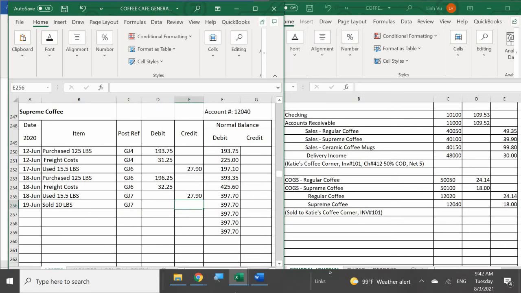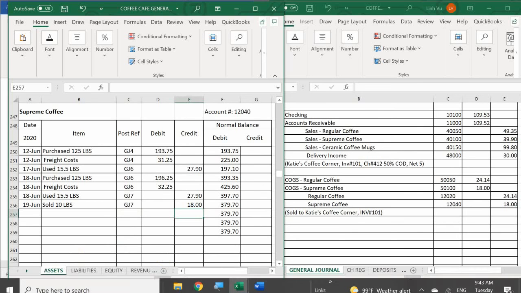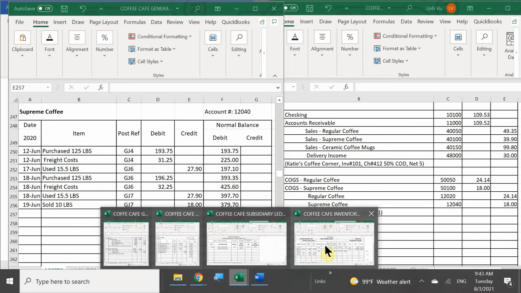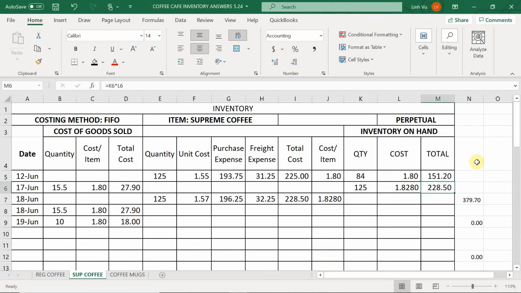All right, at what total? Okay, 18. Good. Thank you. Which should bring my account balance to 379.70. Which, let's see, in our inventory worksheet, if that's true. We have a total of 379.70. Awesome.